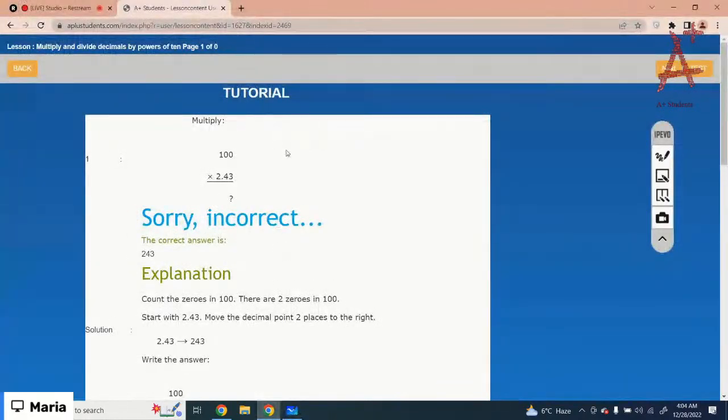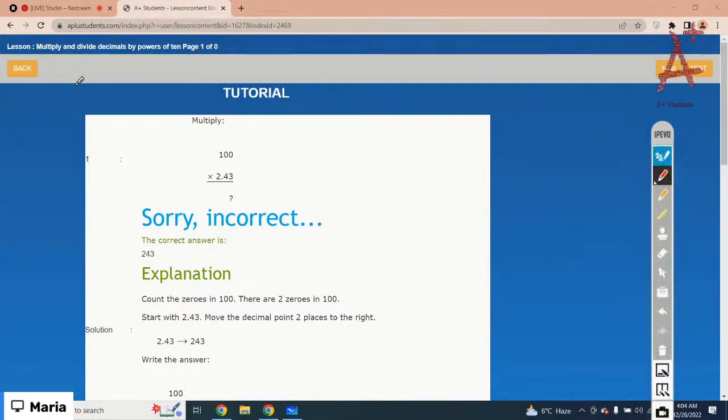Okay, here I am on grade 6 maths. The chapter is multiply and divide decimals, and the lesson is multiply and divide decimals by powers of 10. So let's start with the first example. You have to do 100 times 2.43. Got it? You have to multiply the 100 by 2.43. So what you have to do is count the number of zeros in the 100. We have two zeros in the 100.